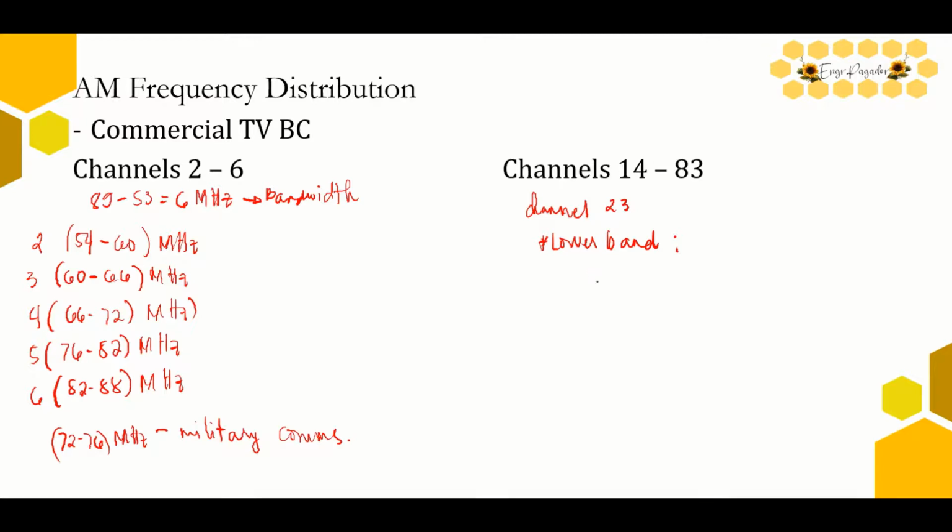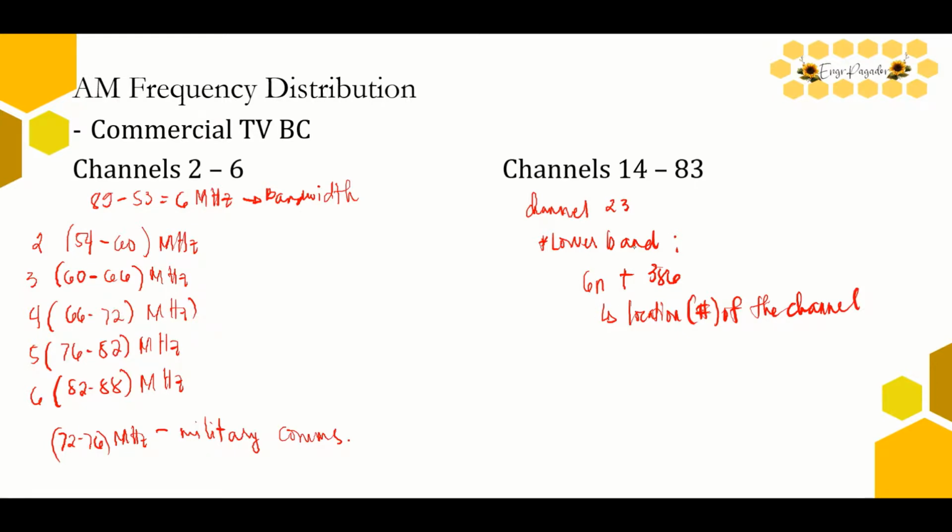We use this formula 6n plus 386. This will be equal to the lower band frequency of channel 23. So, ano yung n? Yung n natin is the location or number of the channel. So, ano yung number ng channel natin? Anong channel yung hinahanap natin for this one? That is channel 23. So, yung n natin is 23.